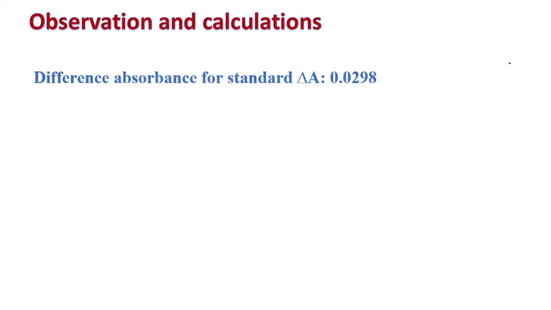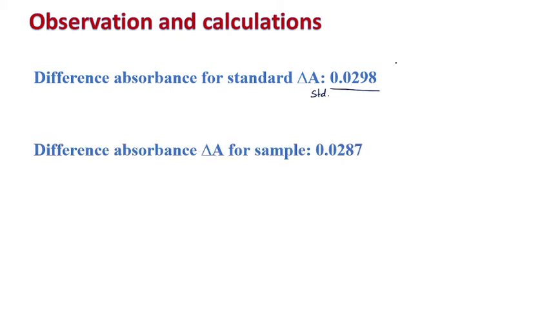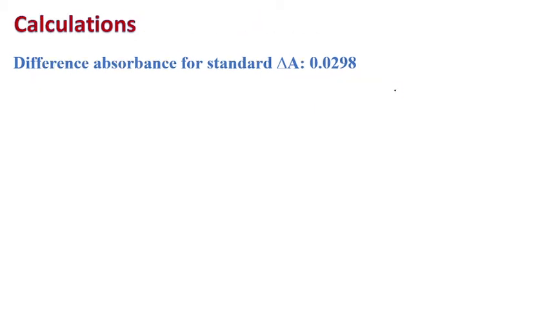Now let's say for our understanding we are taking the difference absorbance for standard, delta A for standard was 0.0298, and similarly we have also observed the delta A for sample, and that was 0.0287. Okay, now we got this. Now how to proceed for the calculations? Now you know, for our standard solution the delta A of standard was 0.0298. Now this we can substitute in our Beer-Lambert's law.